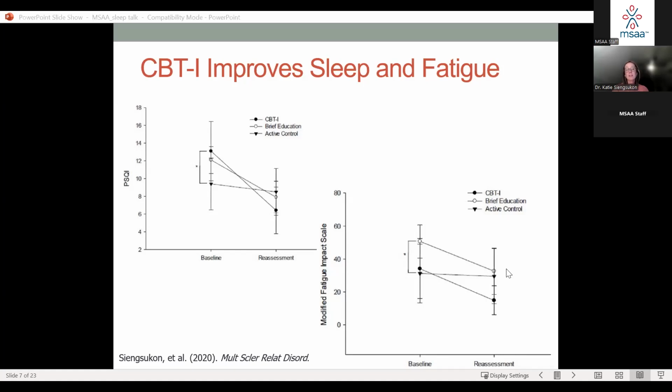This is the in-person study that we've done. We've also done an intervention with CBTI delivered via telehealth. We've also done CBTI delivered via a web-based application. And regardless of the mode of CBTI that we provide, we see very similar results as far as improving both sleep as well as fatigue.